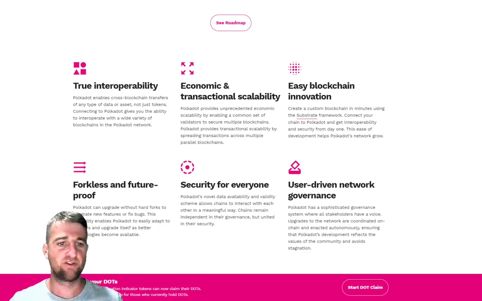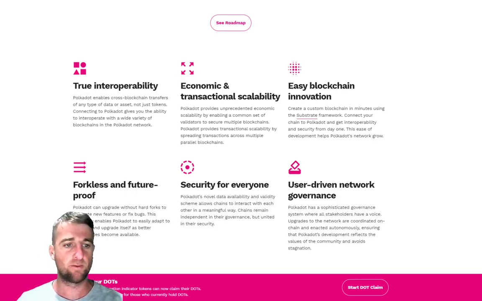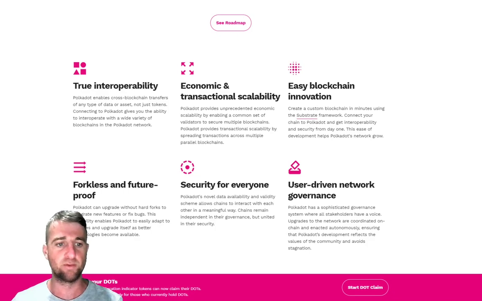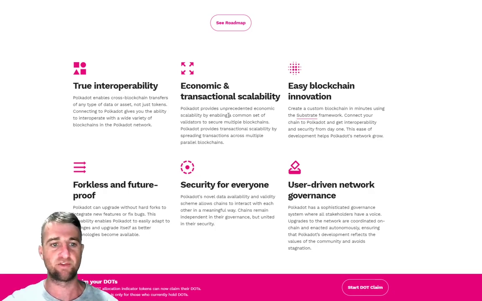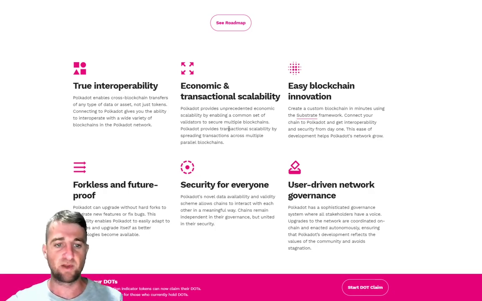Economic and transactional scalability. So Polkadot provides unprecedented economic scalability by enabling a common set of validators to secure multiple blockchains. It is a key point there that we are trying to target the areas where you're using not just one blockchain, from blockchain to blockchain. This is multiple chains within the same system. So that's quite a big feature that they have built into their platform.